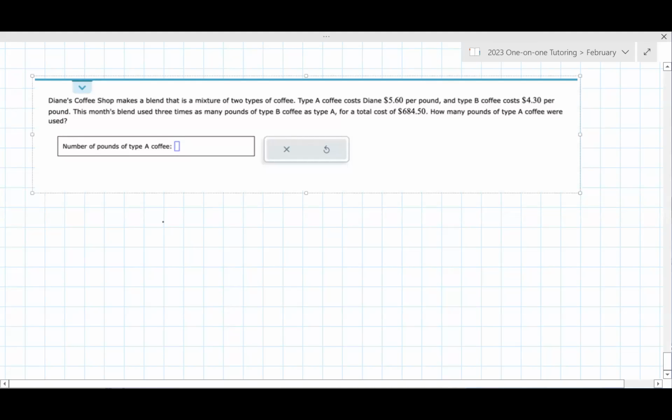Are you using A or B, X or Y? I did X and Y. Okay. So I wrote it like that, and then Y is going to equal 3x. Good. That's right.